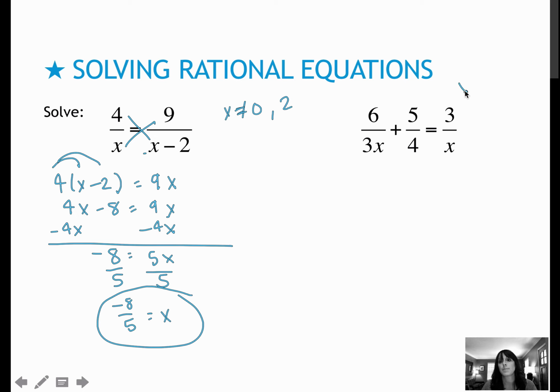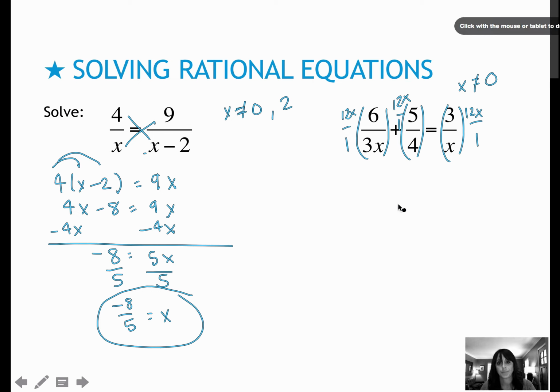For my second, my restriction would be that x cannot be 0. My denominator that would be in common would be 12 and x, so 3 and 4 and x. So I'm going to take everything times 12x. It might be easier to just write it on each one. And remember, it's really 12x over 1, 12x over 1.